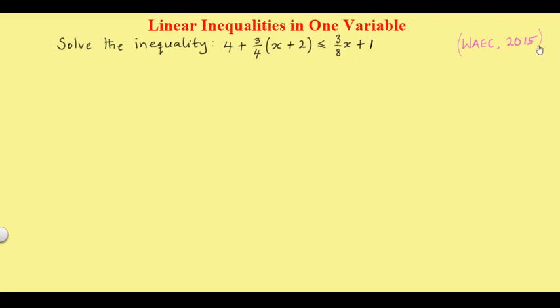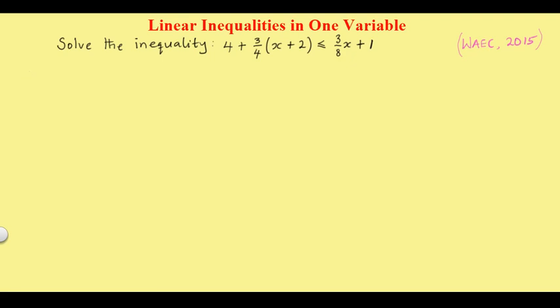Okay, this is a WAEC question, year 2015. The question says, solve the inequality 4 plus 3 over 4, open bracket, x plus 2, less than or equals to 3 over 8x plus 1. Now, let's start. We are just to solve this. This is a very common question when it comes to WAEC, NECO, IGCSE.